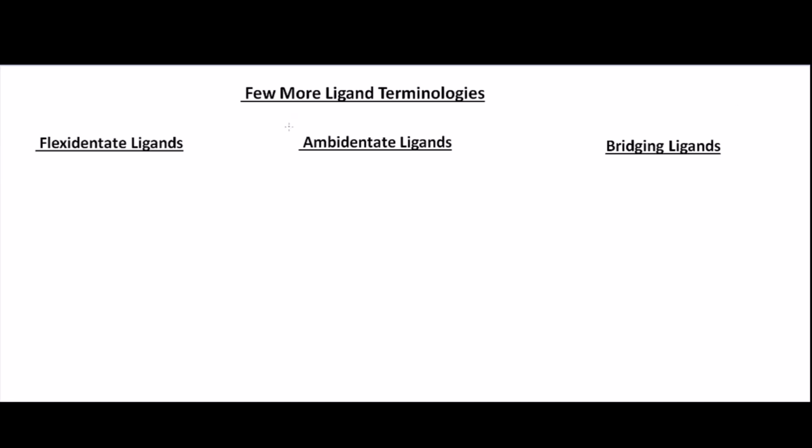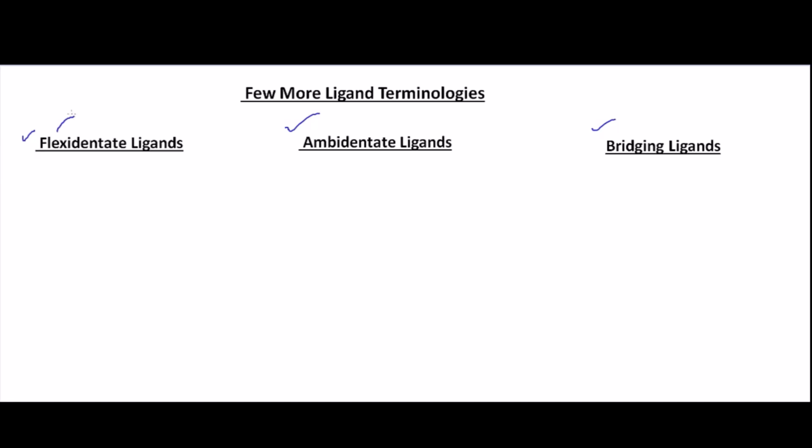Now after discussing the different classifications of the ligands, we have a few more terminologies used for ligands. Let's discuss them one by one. As you can see here, I have written three terms: the flexidentate ligands, ambidentate ligands and the bridging ligands. So we'll discuss them one by one. First of all, the flexidentate ligands.